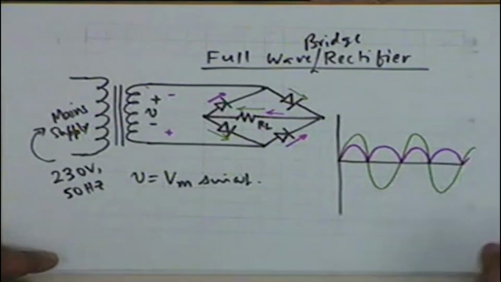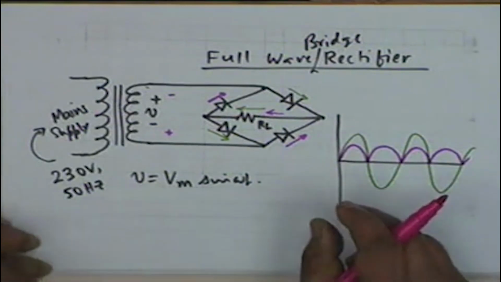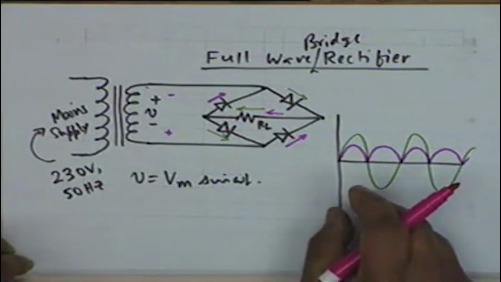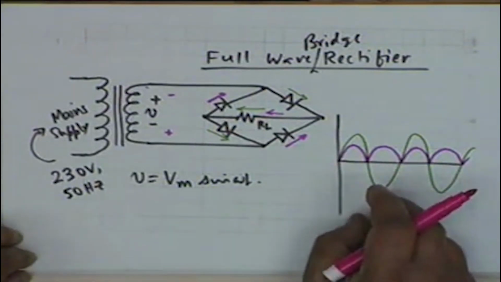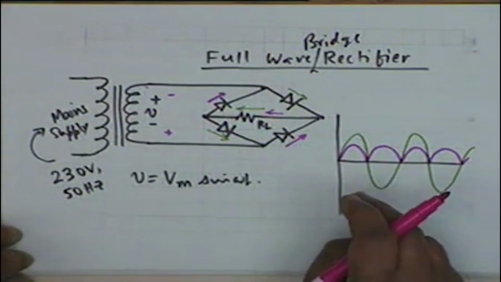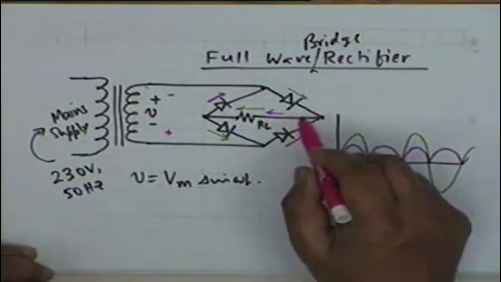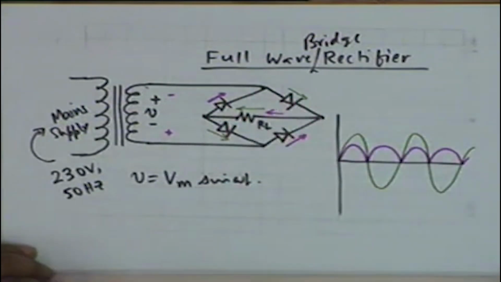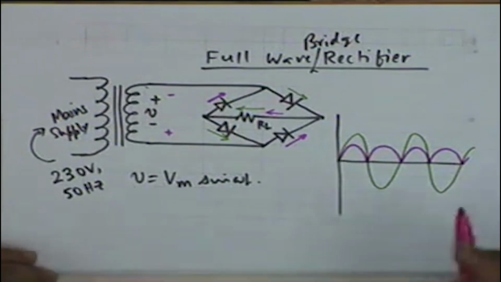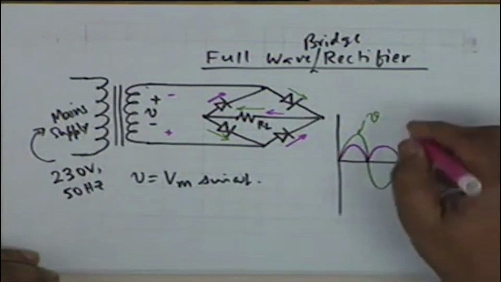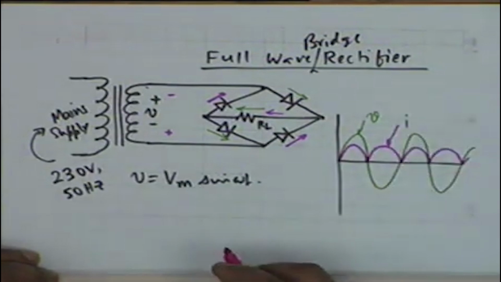And therefore both halves of the sinusoid are utilized, and this is why it is called a full wave rectifier. Both halves of the sine wave are utilized, and it's called a full wave rectifier. Because the diodes are in a bridge configuration, it is called a full wave bridge rectifier. And obviously now, well, let me label them. This is the V and this is I.